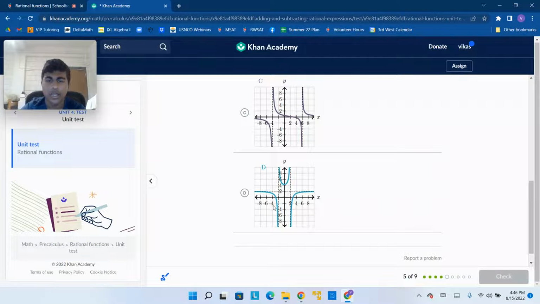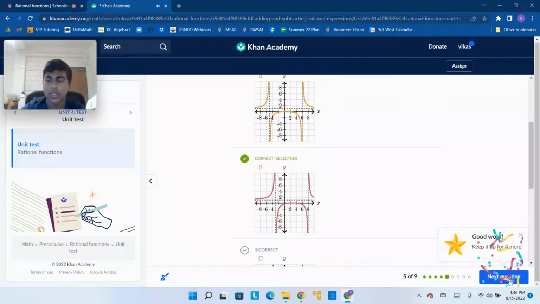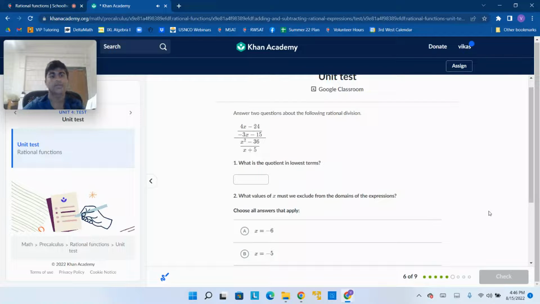And this has 2 and -2, so that also doesn't work. So our answer is here, B. And let's move on to the next question.